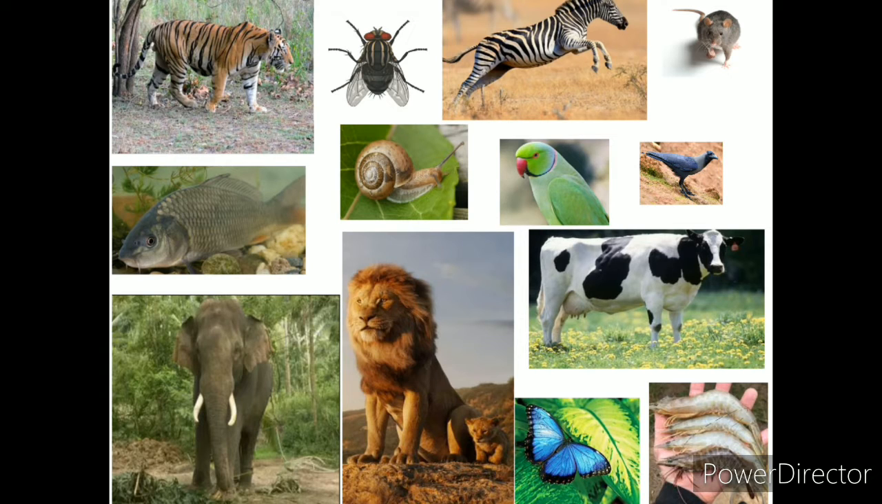So, here is an activity for you. These pictures are of different animals such as tiger, housefly, zebra, rat, fish, snail, parrot, crow, elephant, lion, cow, butterfly, and prawn. Just observe these pictures carefully and categorize these animals into two groups.